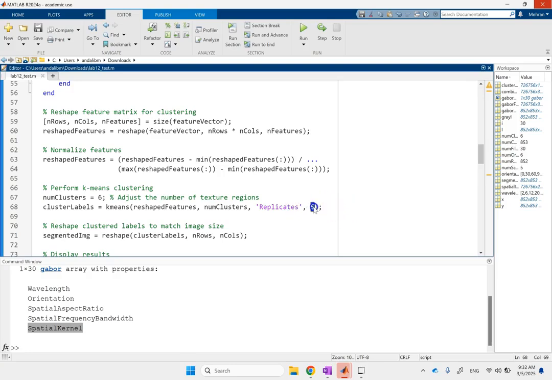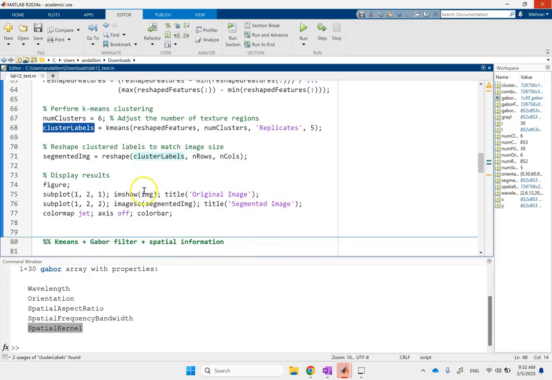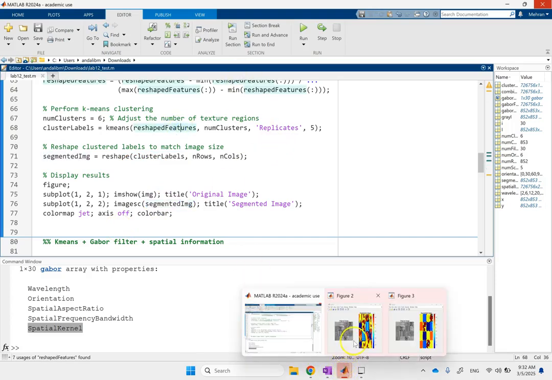The more replicates, the more the number of times the K-means has to repeat itself and the more time it takes. But it might give you better results, right? Kind of more robust results. So once I get my cluster labels, now I can go ahead and show my segmented image, okay? And here, when I ran that, this is the result that I got.